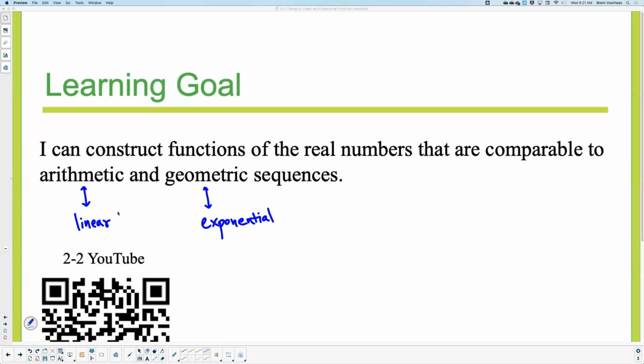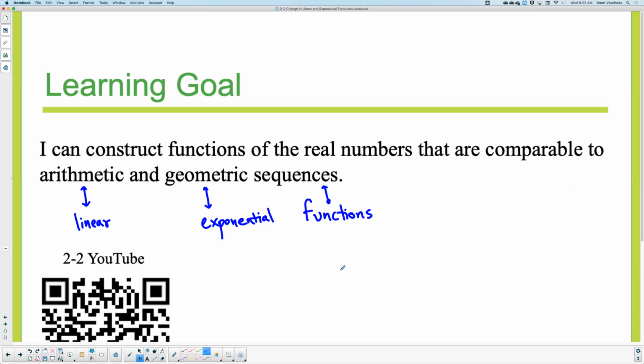So arithmetic and geometric sequences are comparable to linear and exponential. And here's the word here: functions. You would not say a sequence for linear or exponential. You would say function. So there's kind of the trade-off in words there. So linear and exponential functions. All right, so how do we do that? Well, we're going to start first with linear or arithmetic.